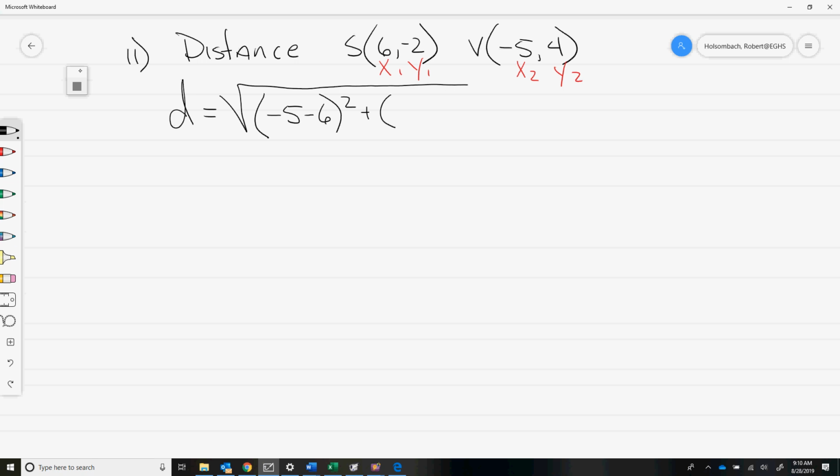Our distance equals the square root of negative 5 minus 6 is negative 11 squared. It's 121. 4 minus negative 2 is 6 squared is 36. And 121 plus 36 is 157. And the square root of 157 is 12.5.